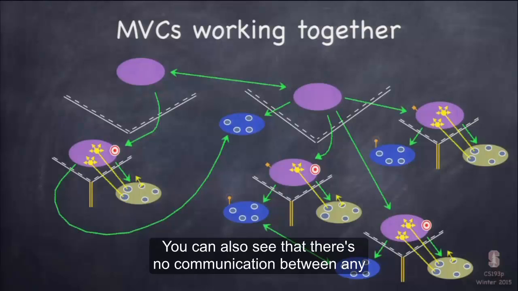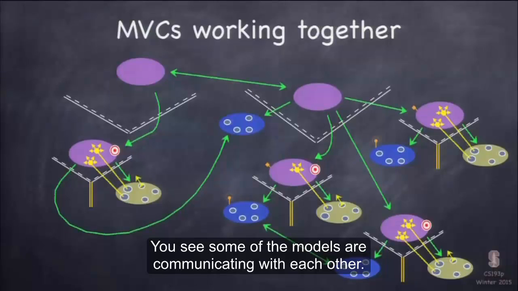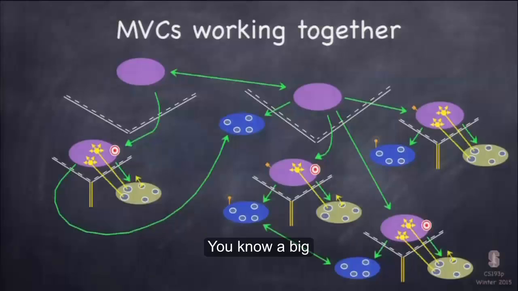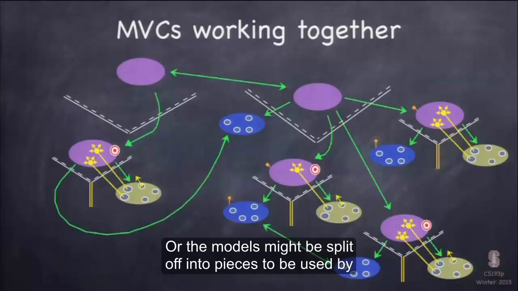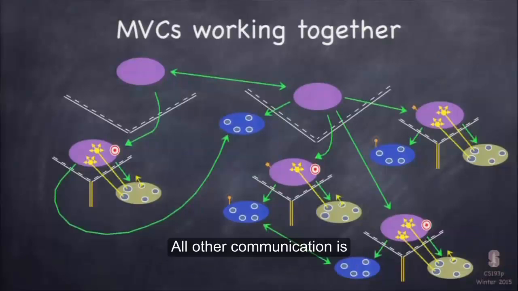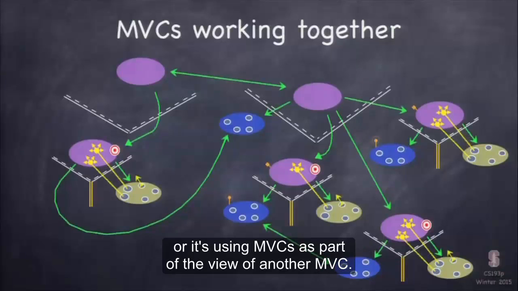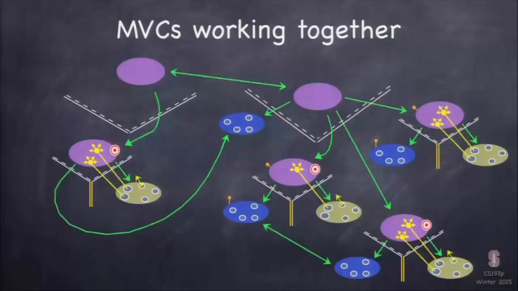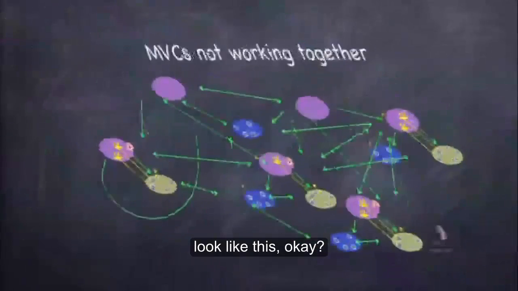You can also see that there are no other arrows except for some of the models. You see some of the models are communicating with each other. A big application might have a single shared model, or the models might be split off into pieces to be used by sub-MVCs. Okay? But that's the only kind of communication you have there. All other communication is either the structured view communication we saw in MVC, or it's using MVCs as part of the view of another MVC. Any question about that?